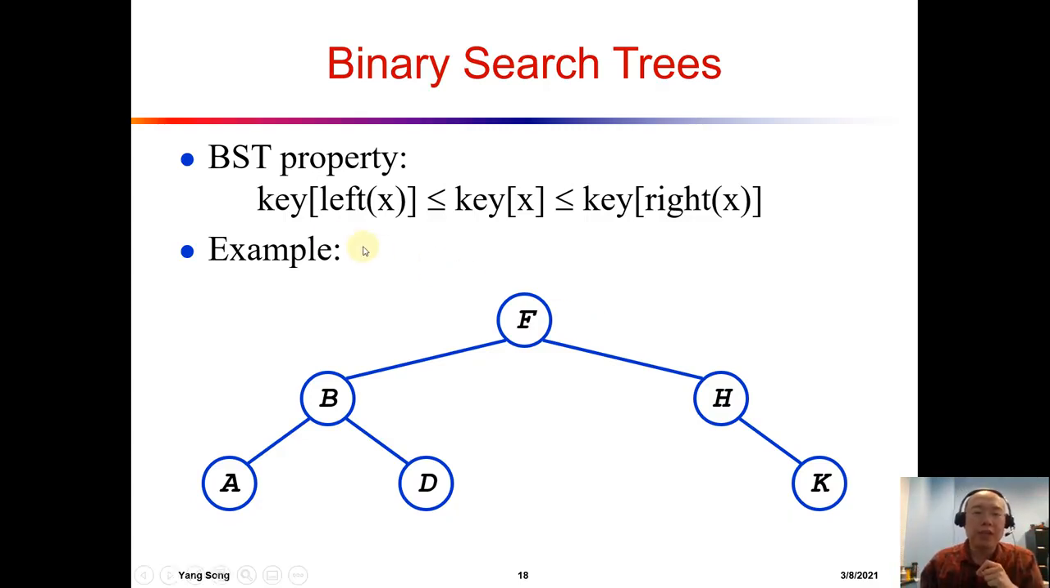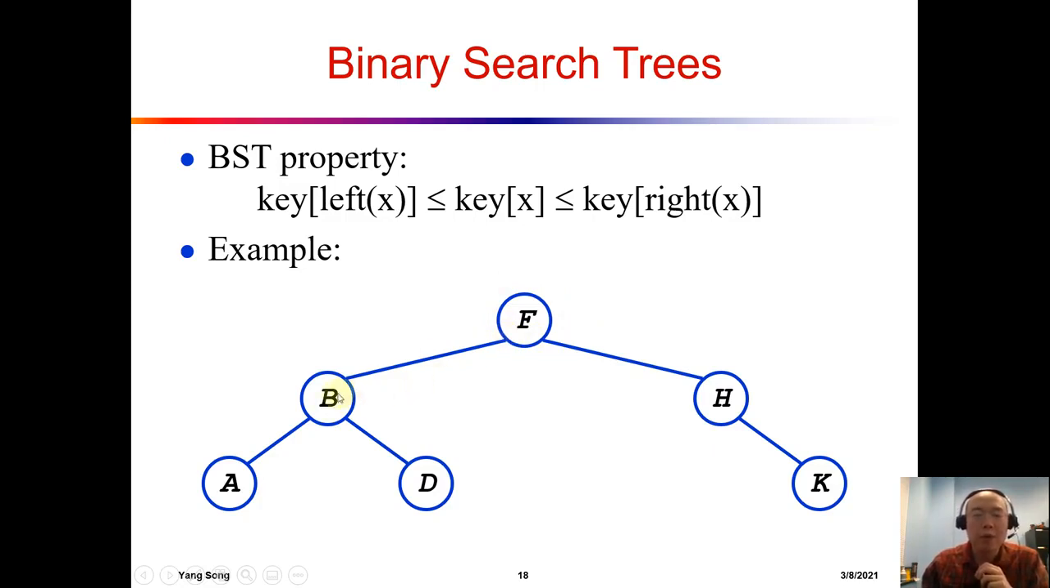And the rule is that the key on the left side is going to be smaller or equal to the key of the parent, and then the key of the parent is going to be smaller or equal to the key of the right child. Okay, and then for example, if we have such a BST, and yeah, we are using letters instead of numbers, but you get the point. So F is greater than B.